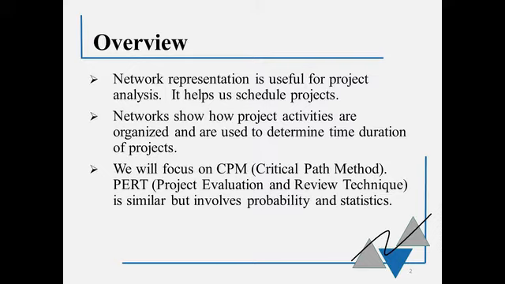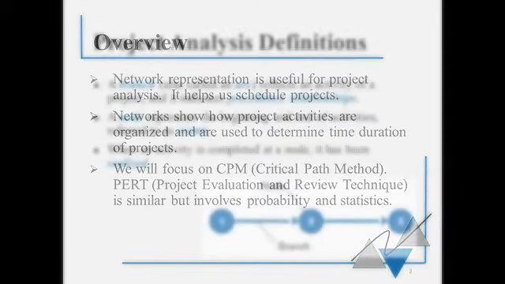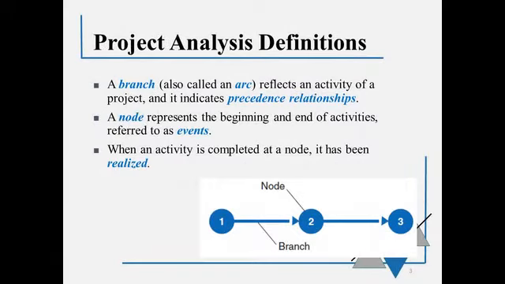We are going to focus on a method called the Critical Path Method, or CPM. The book also discusses PERT, which stands for Project Evaluation and Review Technique. But PERT involves probabilities, and so we're just going to stick with the CPM. A few definitions to get us started.